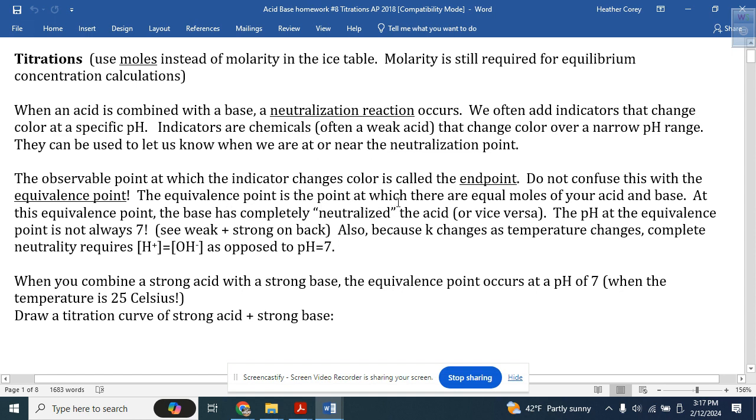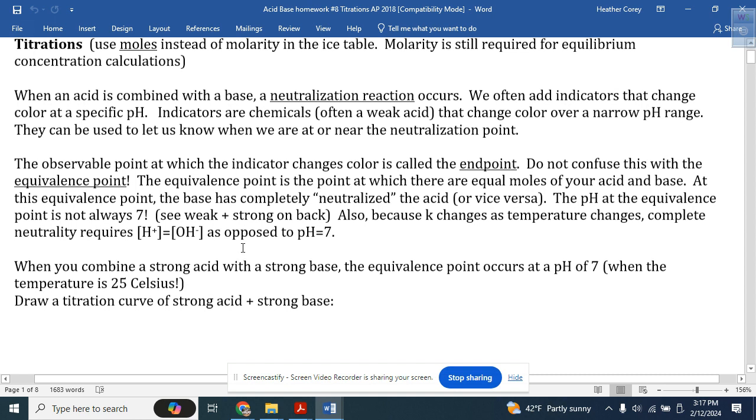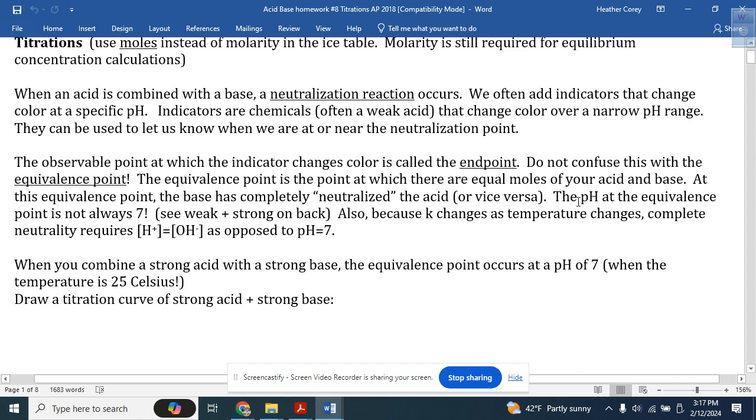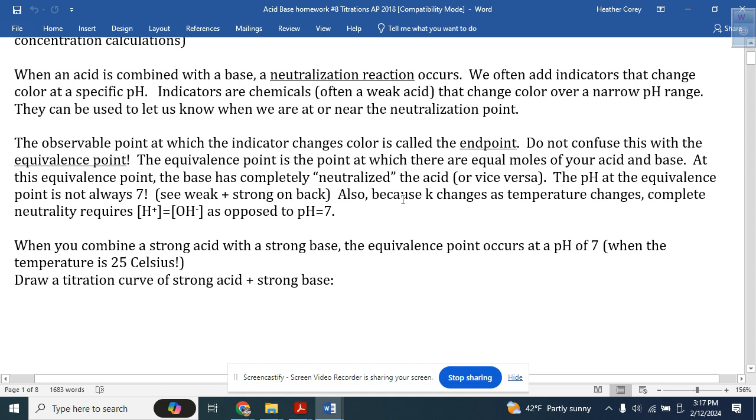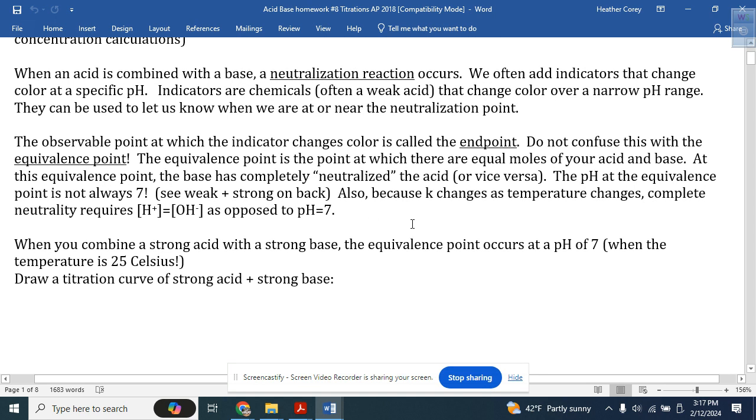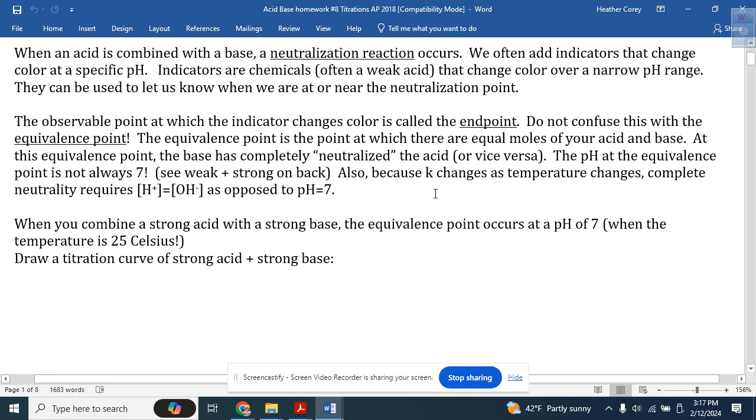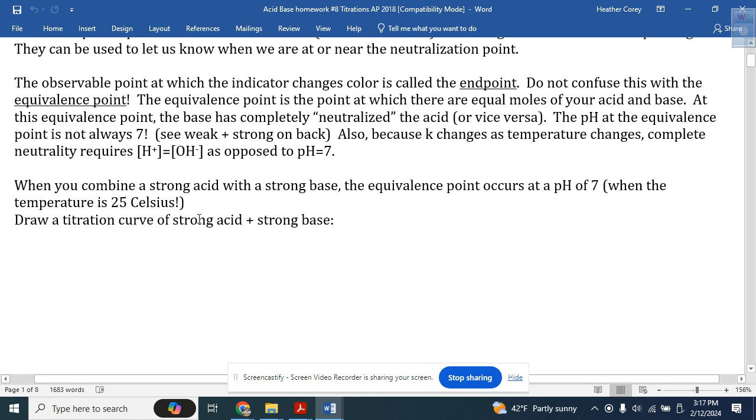So the equivalence point is the point where there are equal moles of your acid and base. If we're doing a strong acid and a strong base, then the pH at the equivalence point would be 7. If we're doing weak plus strong, it will not be at 7. For all of these reactions, we're assuming that it's at 25 degrees Celsius. Remember, when temperature changes, K changes, so temperature is important here.